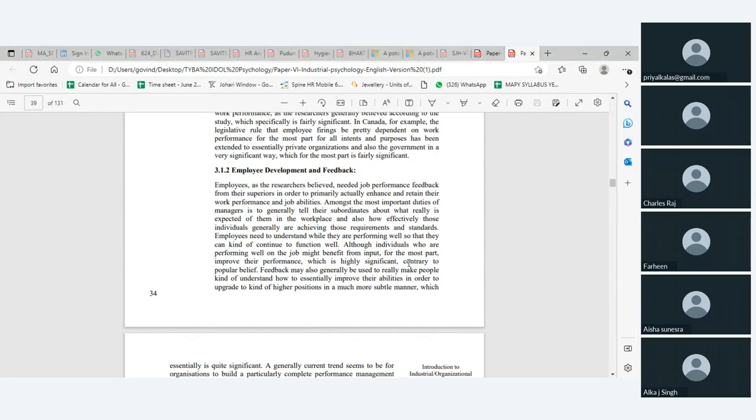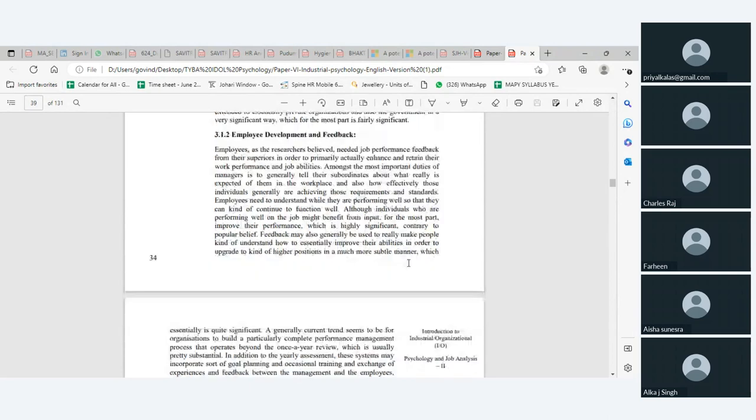So this is the development feedback given. On the basis of that, the employee can perform on those areas and become ready for the next role. So that's why this appraisal feedback is very, very important.